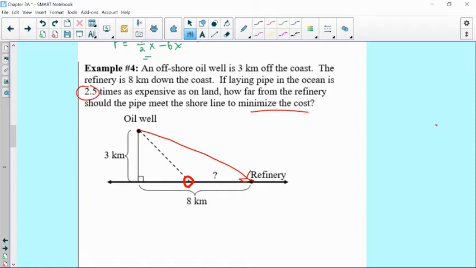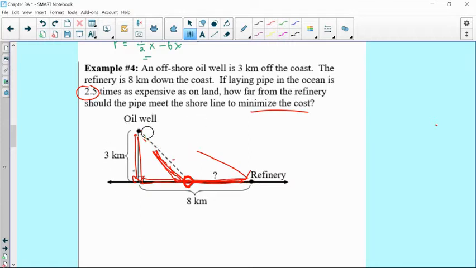If you go straight across, that minimizes how much water you've got to travel, but it also maximizes the total distance, because now you're traveling a total of 11 kilometers, both in the water and on land. So maybe there's a compromise, and that's the whole point. Can we aim towards the refinery to minimize how much we're in the water, but also minimize the total distance? That's the idea here.